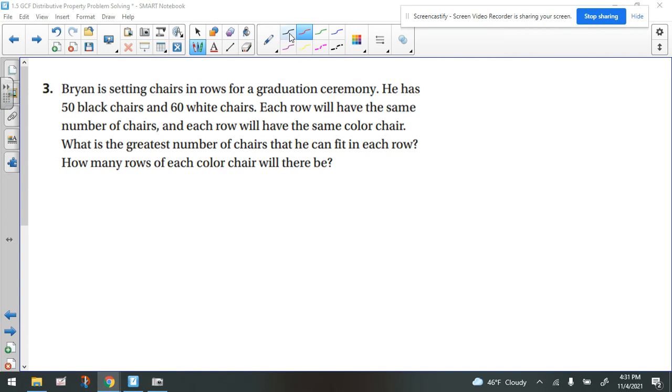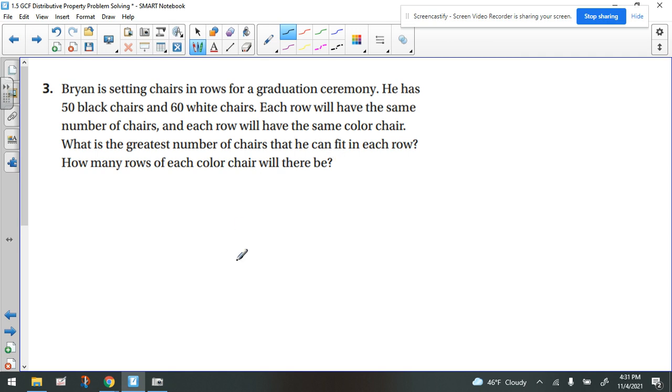We're looking at number 3. Brian is setting chairs in rows for graduation ceremony. He has 50 black chairs and 60 white chairs. Each row will have the same number of chairs and each row will have the same color chair. What is the greatest number of chairs that he can fit in each row? How many rows of each color chair will there be?